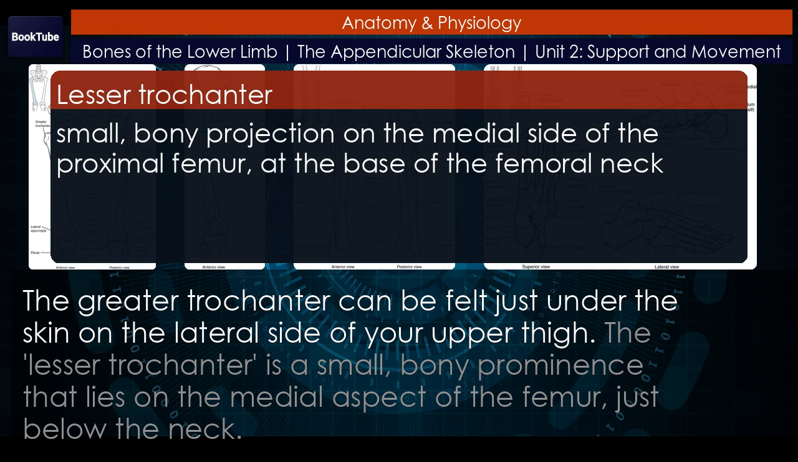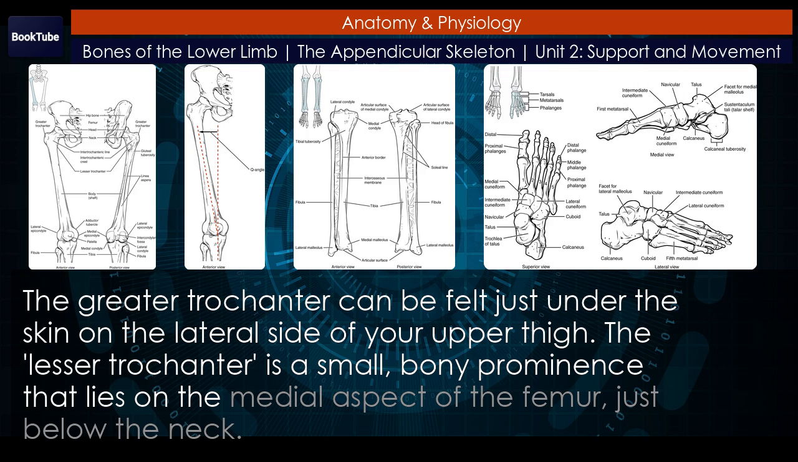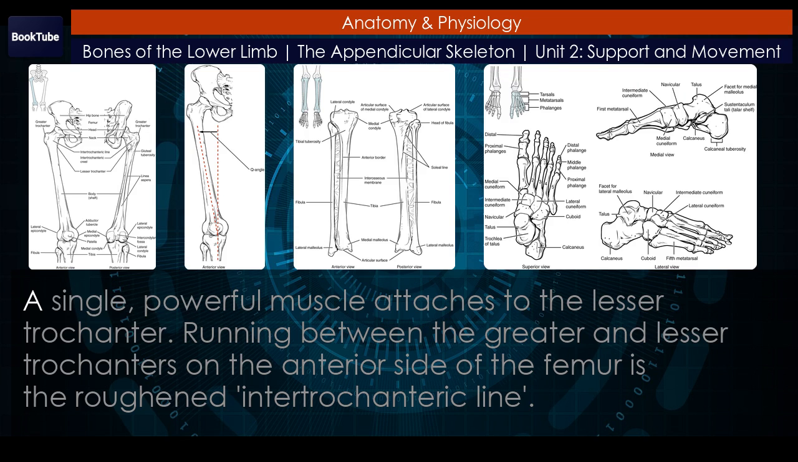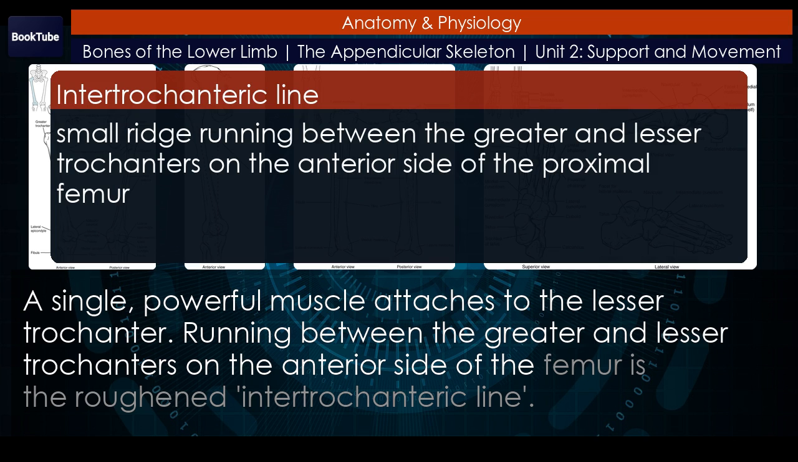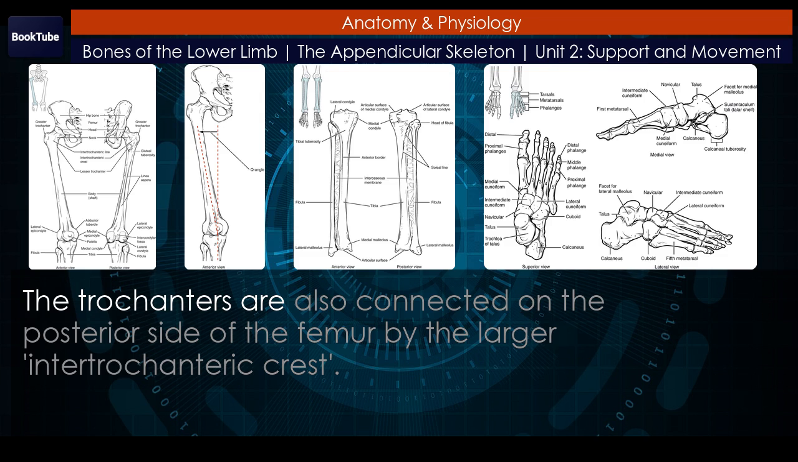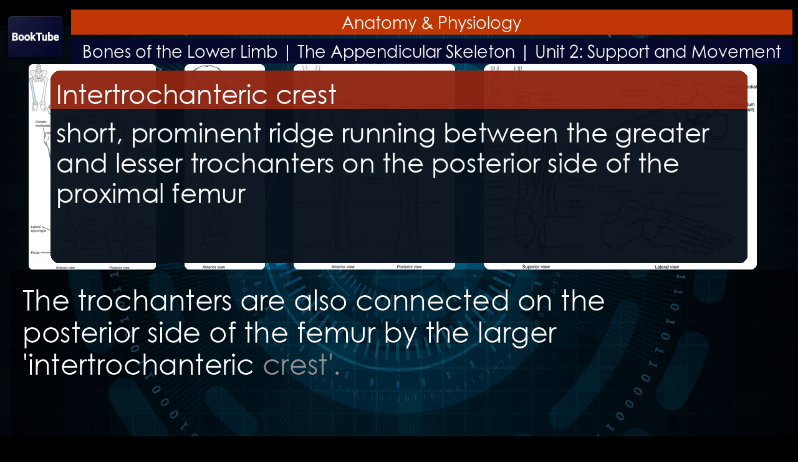The lesser trochanter is a small, bony prominence that lies on the medial aspect of the femur, just below the neck. A single, powerful muscle attaches to the lesser trochanter. Running between the greater and lesser trochanters on the anterior side of the femur is the roughened intertrochanteric line. The trochanters are also connected on the posterior side of the femur by the larger intertrochanteric crest.